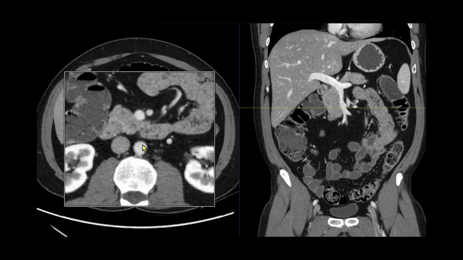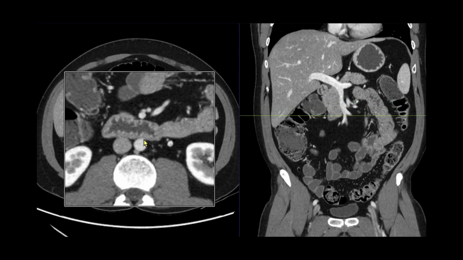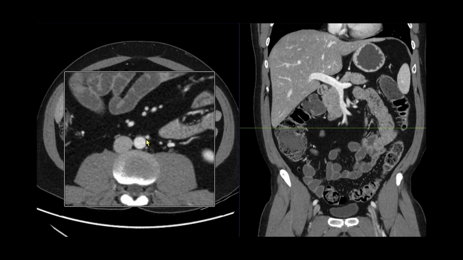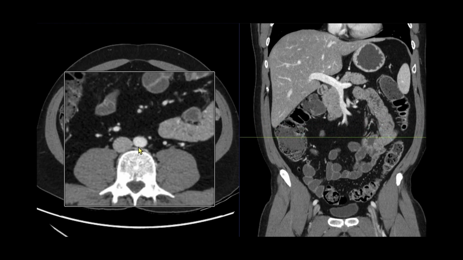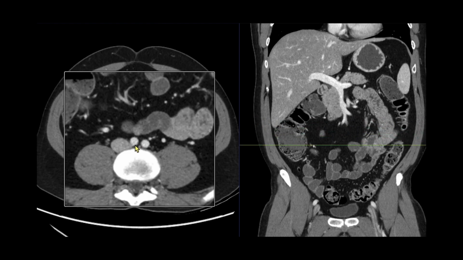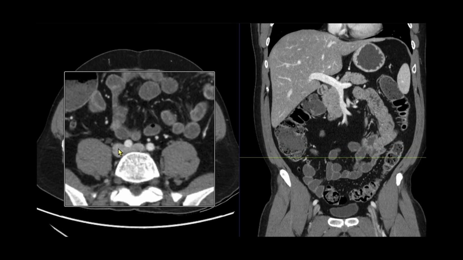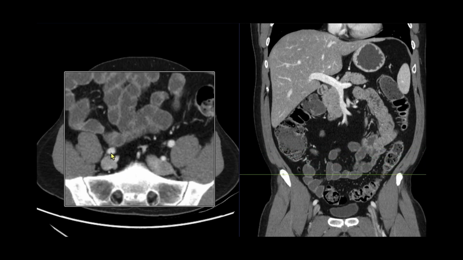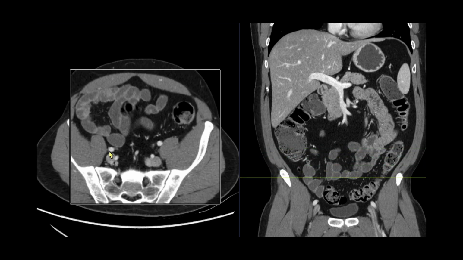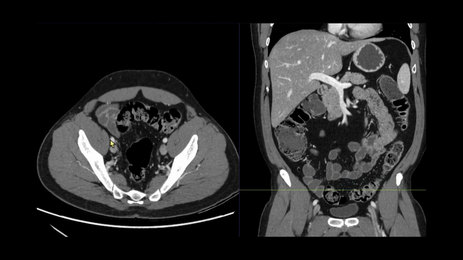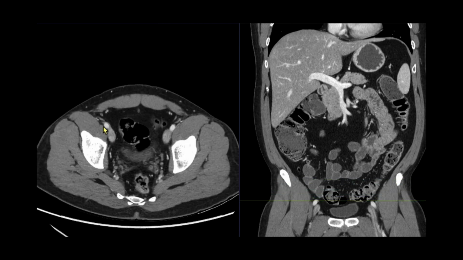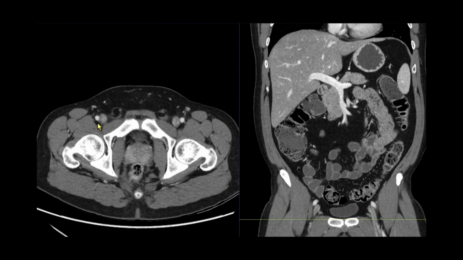Scrolling down a bit more, we find this small branch, which is the inferior mesenteric artery. And finally, the aorta splits at the bifurcation into the common iliac arteries, which further split into the external and internal iliac arteries. And finally, we can follow the external iliac artery into the upper thigh for the femoral branches.